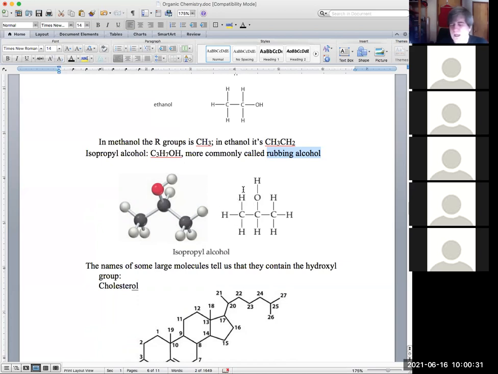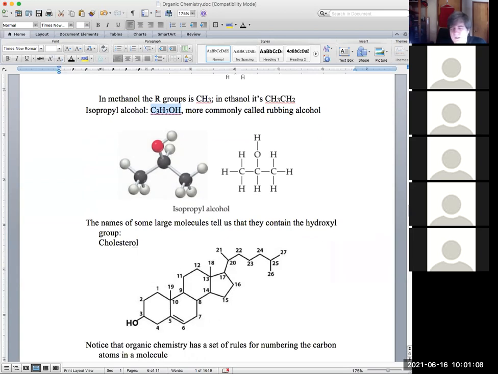If we look at isopropyl alcohol, it has the formula CH3. So there's our first carbon, CH3, CHOH, and then CH3 again. Or you could write it as C3H7OH. Or if you really wanted to save space, you could write it as C3H8O. But again, there's actually more than one molecule that has the formula C3H8O. So that wouldn't really be quite enough information to know that it was rubbing alcohol.